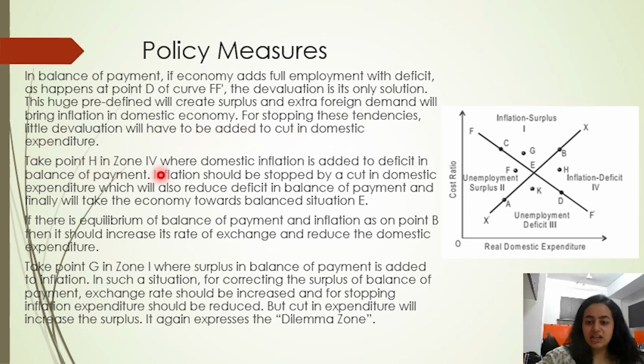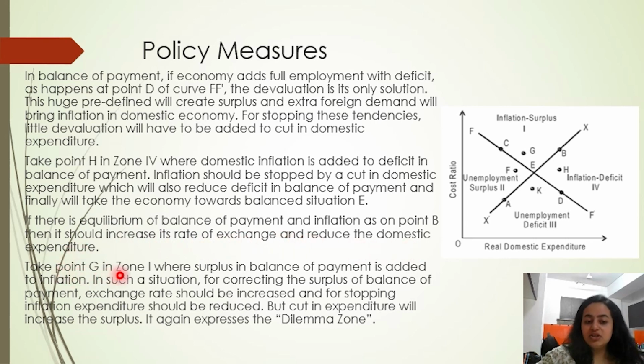Take point H in zone 4, which is the inflation deficit zone. Inflation should be stopped by a cut in domestic expenditure, which also reduces the deficit in the balance of payments, and finally will take the economy towards a balanced situation, which is point E here. If there is equilibrium of balance of payments and inflation, as at point B on curve XX dash, then it should increase its rate of exchange and reduce domestic expenditure.